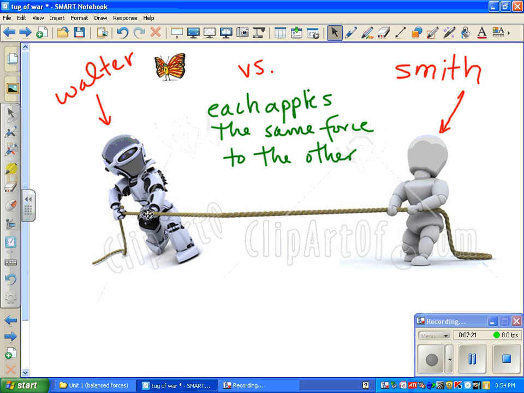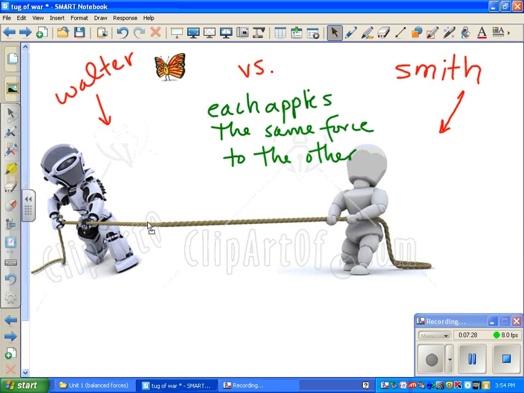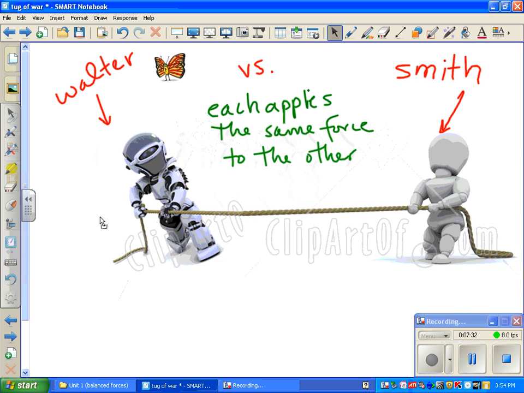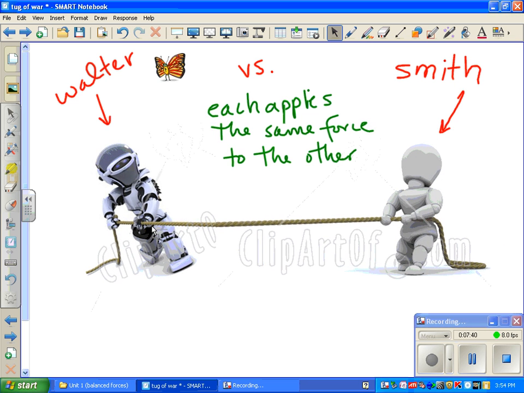But then your brain's probably thinking, Mr. Szymanski, if they're both pulling on each other evenly, how can Smith win? How can Walter win? Heck, how can they move? How can you have one just go yank and yank? How can that even happen? Well, you draw a force diagram on them. So let's see if I can use a little better position here.